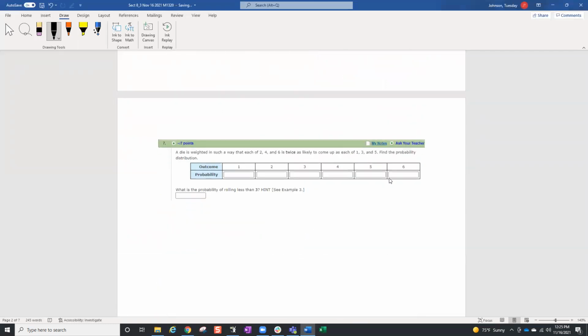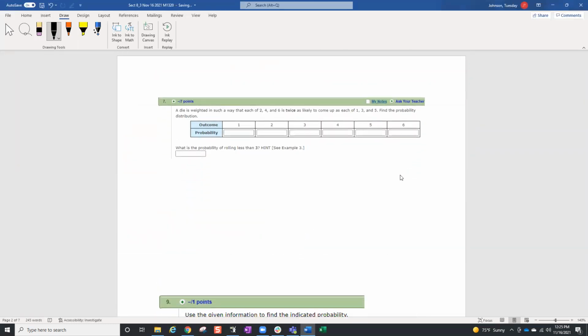All right. So now we're going to do it again. A die, without walking step by step through it. A die is weighted so that each of 2, 4, and 6 is twice as likely to come up as 1, 3, and 5. So we want to find the probability distribution. So we'll do exactly like we did before, right? If these are all X, then the evens will be 2X. And we know that all of these will add up to be 1.